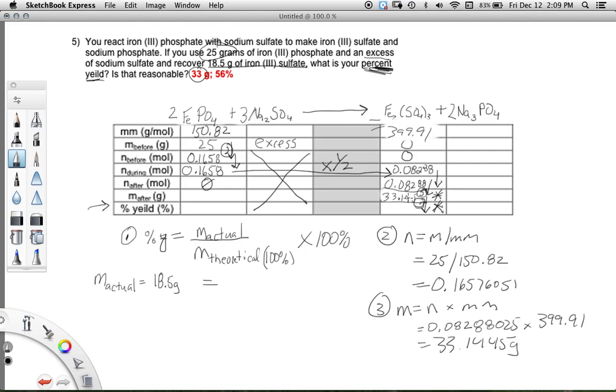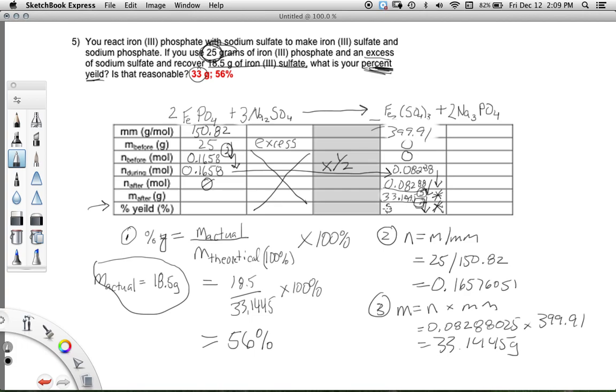33.1445. That's what I could get. This is what I actually got. So what did I get? I got 18.5 out of a possible 33.1445. And to two significant figures, because 25 grams is 2, 18.5 divided by 33.1445, 55 and change, rounded to 56%.